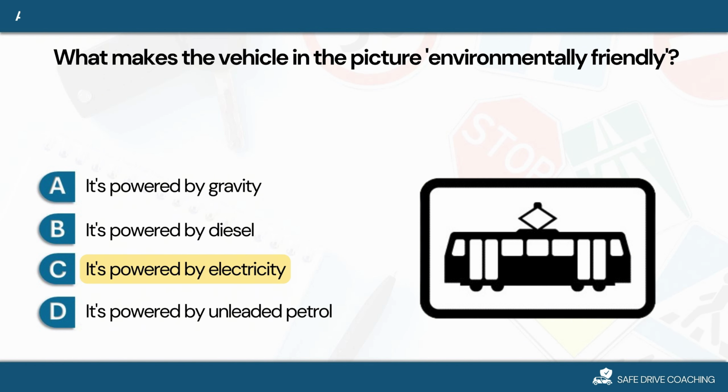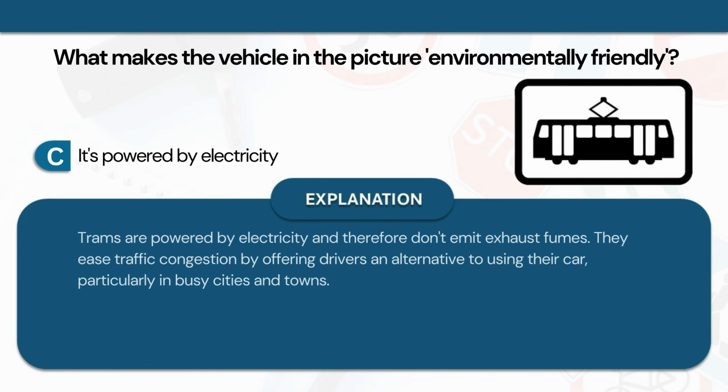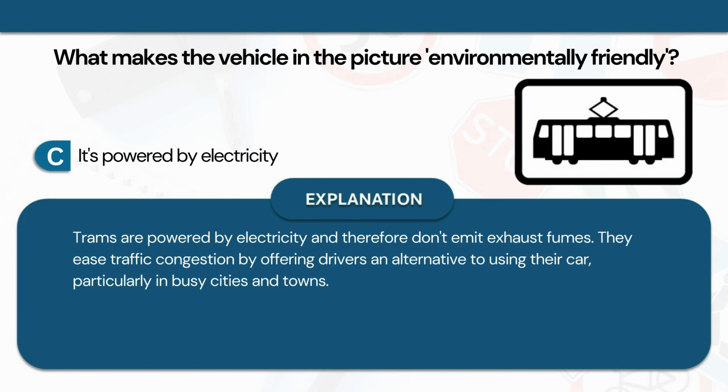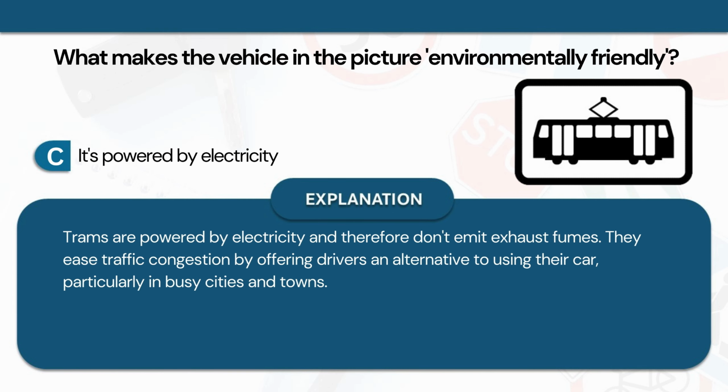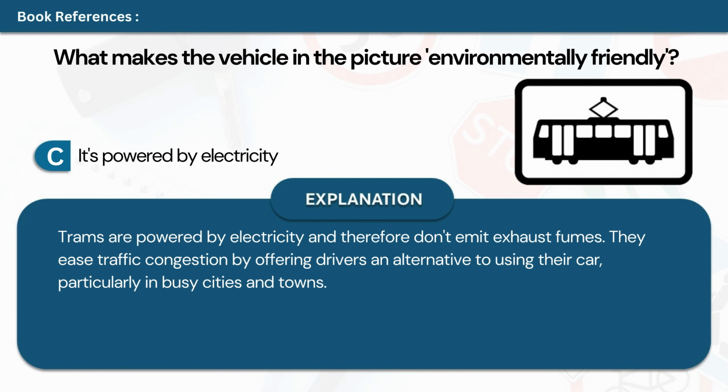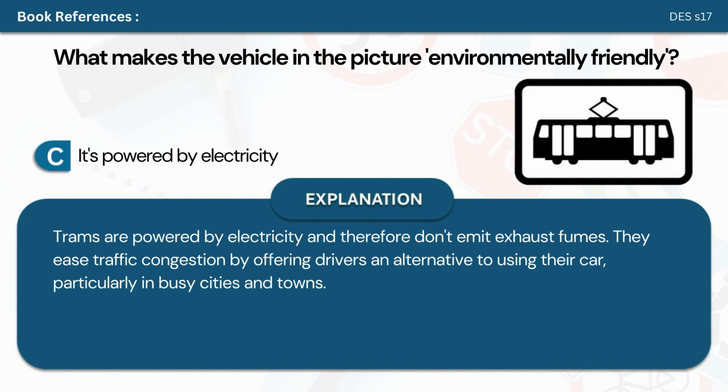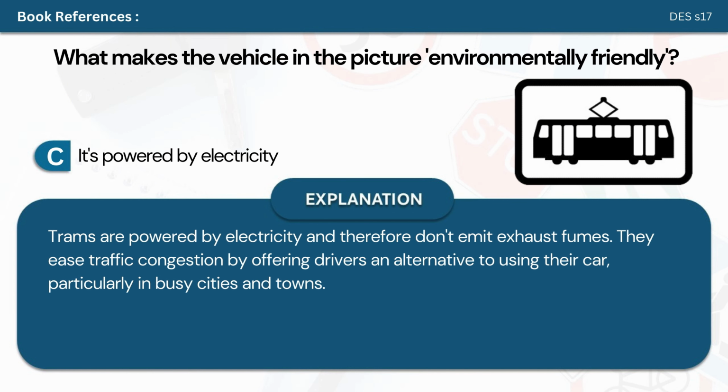The correct answer is C. It's powered by electricity. Trams are powered by electricity and therefore don't emit exhaust fumes. They ease traffic congestion by offering drivers an alternative to using their car, particularly in busy cities and towns.